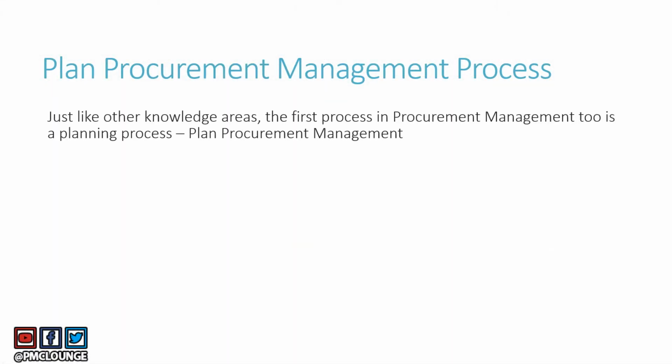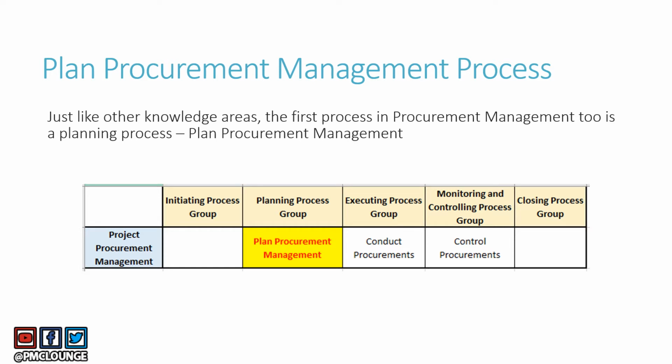So like I mentioned earlier, plan procurement management process is the first process in the procurement management knowledge area. It belongs to the planning process group, and just like many other planning processes, the first ones, they begin with the word plan followed by the name of the knowledge area itself. So this is plan procurement management, first of the total three processes in the procurement management knowledge area. All right, let's try to understand more about this.